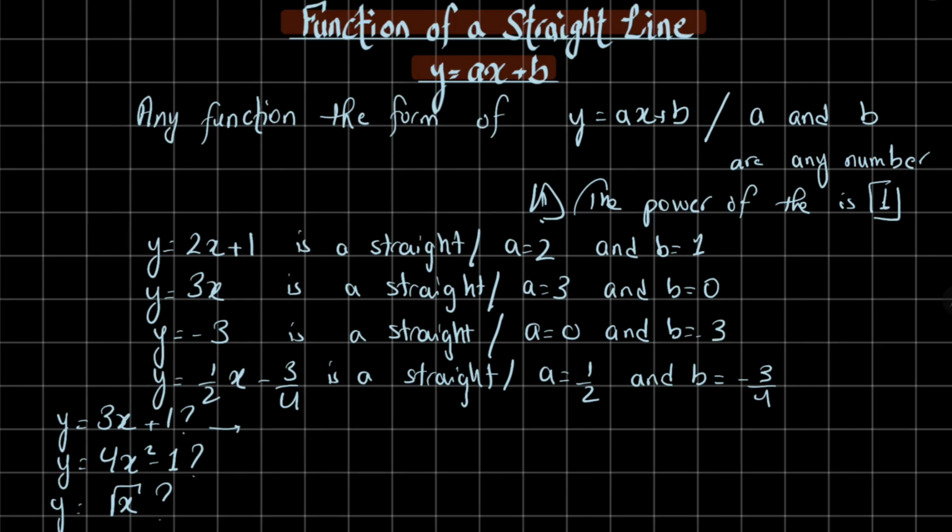The first example is a straight line because it is in the form of ax plus b, such that a is equal to 3 and b equals 1. While the second example is not a straight line because the power of x is not 1, it is a square. The final example is also not a straight line because y equals radical of x equals x to the power half, and half is not equal to 1, then the function is not in the form of a straight line.